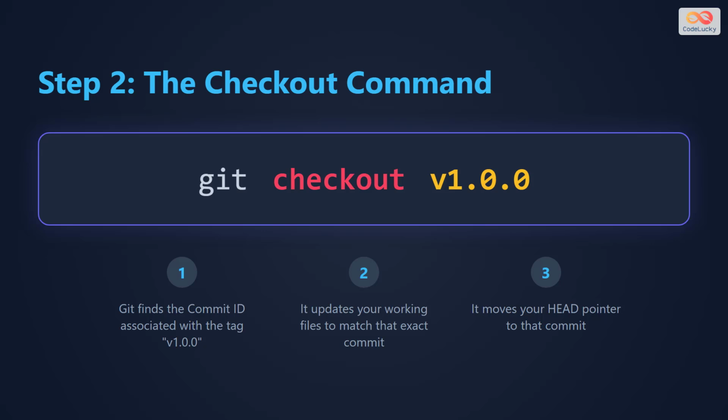Once you have identified the tag you want to inspect, you use the checkout command. You simply type git checkout followed by the tag name, for example, v1.0.0. Git will then update your working directory to match the code exactly as it was at that specific commit.